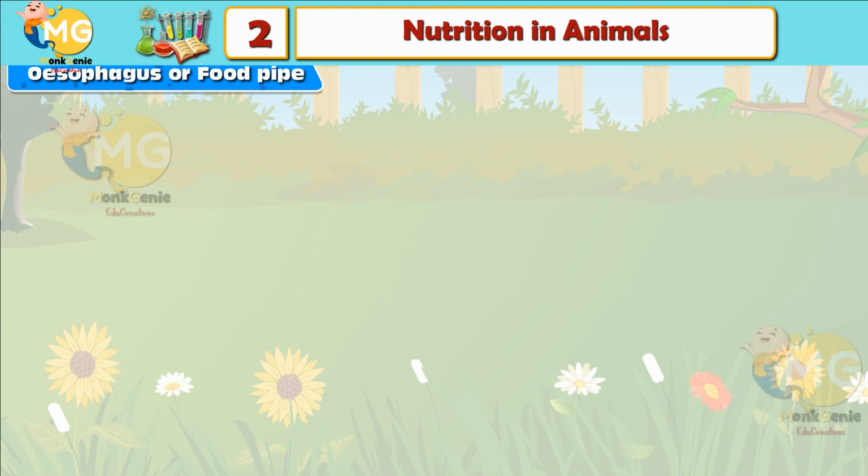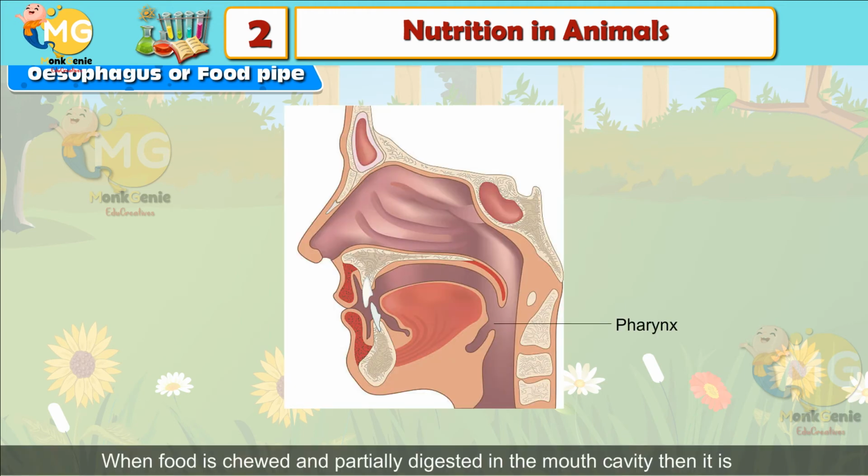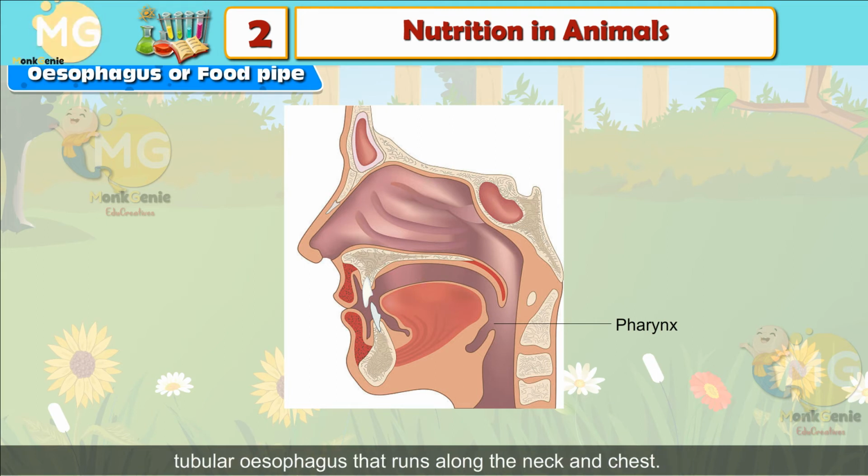Esophagus or food pipe. When food is chewed and partially digested in the mouth cavity, then it is pushed into the pharynx. From the pharynx, food passes to a long tubular esophagus that runs along the neck and chest.